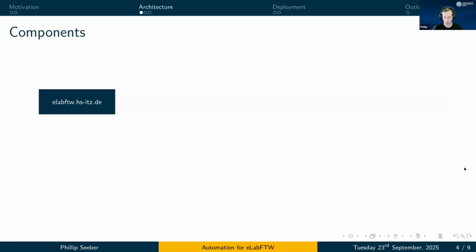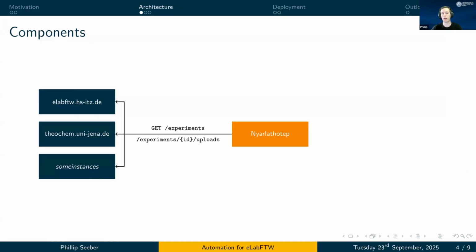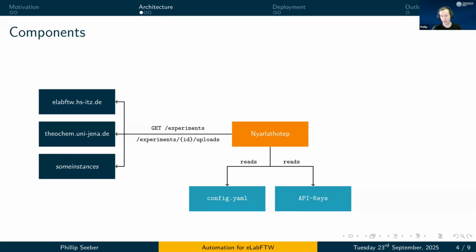All right, so how does that work? Say we have an eLabFTW instance, for example, that one here, but possibly we also have more than one. For example, in our case, because individual workgroups host their own version next to the one that we centrally provide in the compute center. And then there's Nyarlathotep, and Nyarlathotep will try to get experiments from those instances that carry that special Nyarlathotep do label. And for those experiments, it will also get its uploads and provide them locally. And it will select a workflow based on the tags the experiment has.